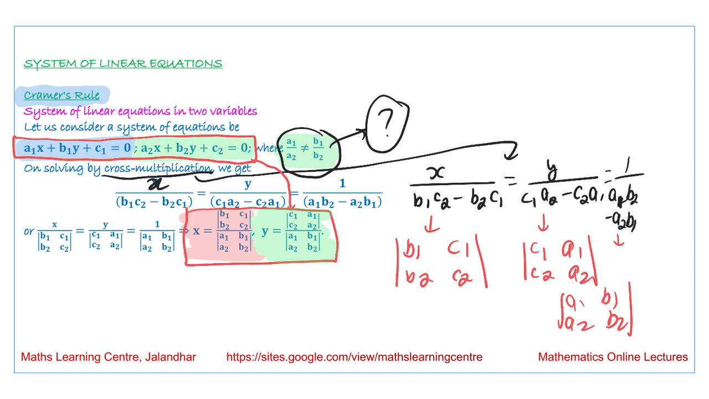This is 2 equations and 2 unknowns, and this condition is important here, that a1 over a2 is not equal to b1 over b2. This is basically because otherwise the denominator will become equal to 0. So because of this, we are using this condition.